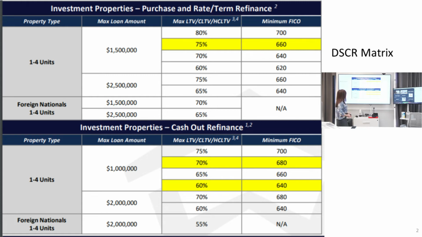So let's look at this. It's really easy. Example, this client is buying a 4-unit and the loan amount is 2.5 million. What is the down payment? 35%. Is it the same as the above? Yes. So the lender treats the foreigner and the US buyer the same.